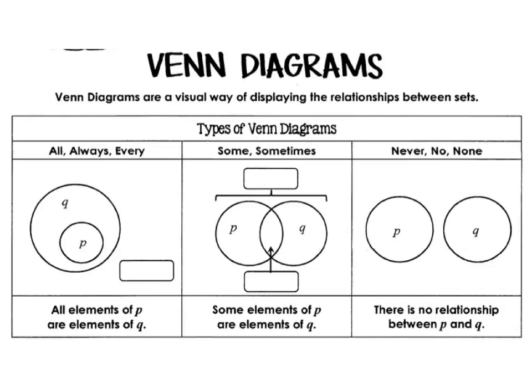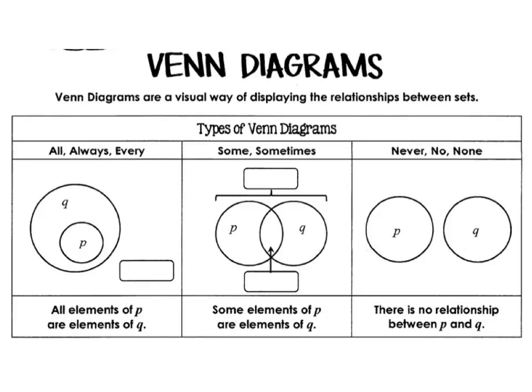Alright, so we've previously talked about conjunctions and disjunctions, and today we're going to learn how to describe those conjunctions and disjunctions using Venn diagrams. Venn diagrams are just a visual way of displaying the relationships between two sets. For example, we have three different types of Venn diagrams.